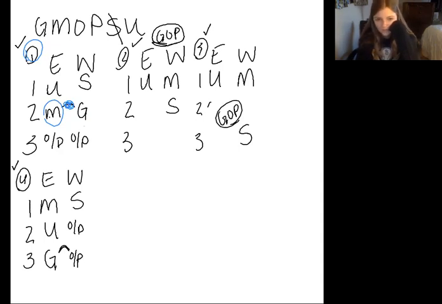M is presented in the same theater as P. That could be true. O and P flip-flop, so P could be with M. So that means that it could be true, which makes it wrong. P is presented in the same theater as S. Again, O and P are going to flip-flop, so it could be with S. So we're looking for something that can't happen, so E is wrong, which leaves us with B. S is presented at 2. That cannot happen in that world.